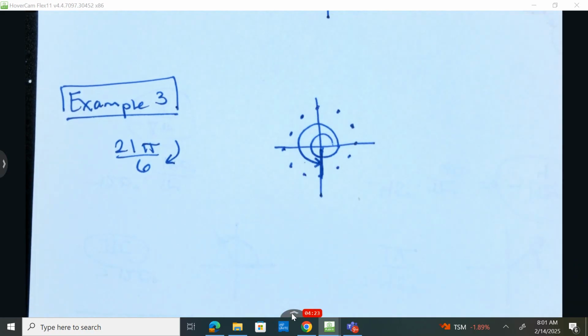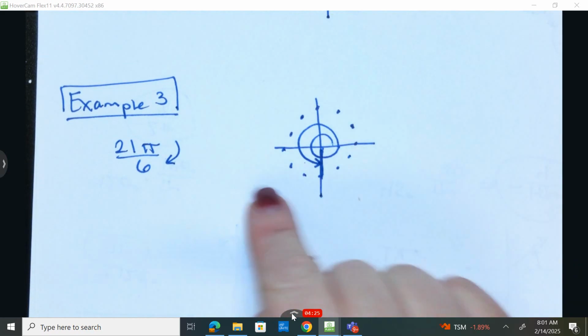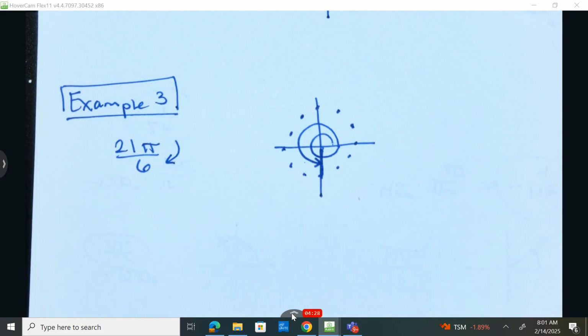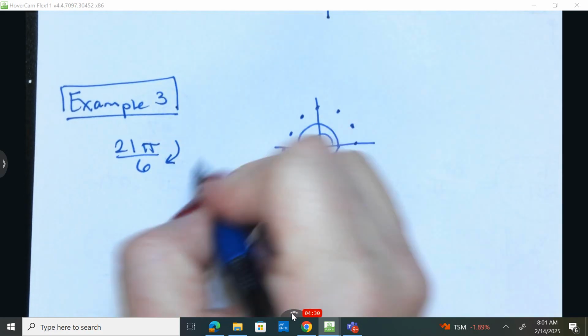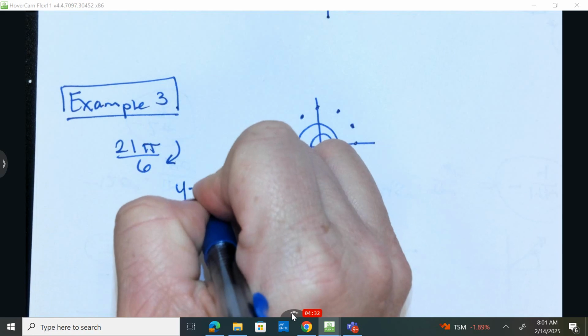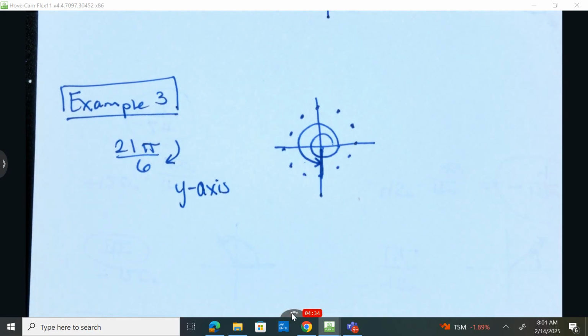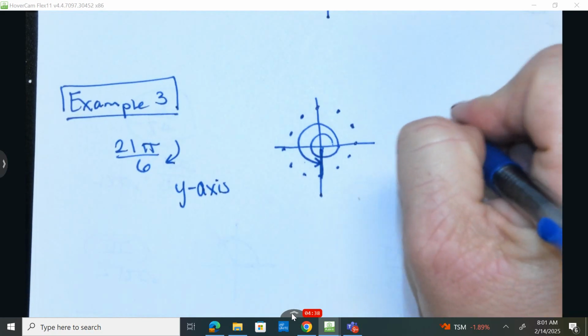So it's not actually in a quadrant. Think of the quadrants as rooms, and it's actually on what we can think of as a wall. So it lands on the y-axis, not in a quadrant.